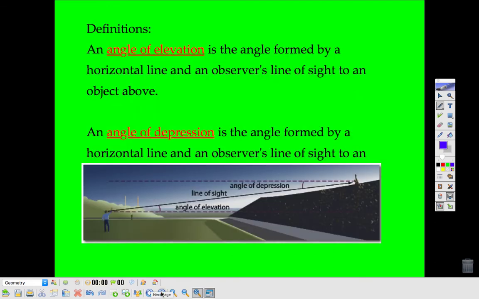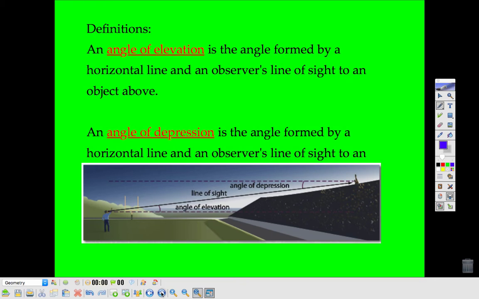Okay. Today is all about using our sine, cosine, tangent stuff, all of our operations, and solving word problems with them, basically. Okay? So there are two angles that you need to know. Angle of elevation and angle of depression.